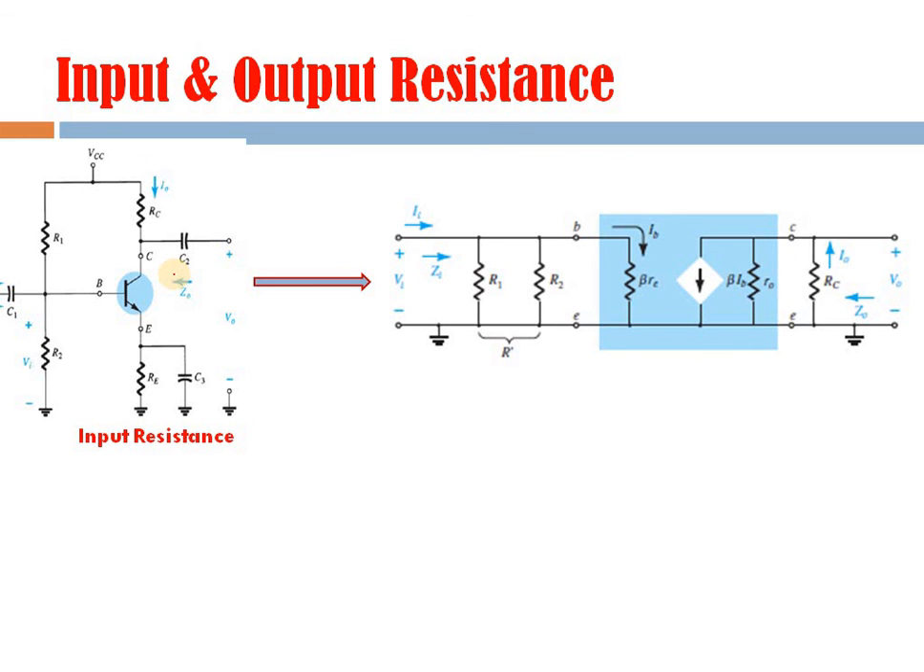For example, if you want to find out the input resistance, we have to look at this input side. So this R1, R2 and this beta RE, which is the input resistance of this BJT device, all these are in parallel. First R prime is calculated, which is the parallel combination of these, and then we can find out the net equivalent input resistance, which is the parallel combination of these two and this. Or simply you can say that the parallel combination of these three resistances will give you the input resistance.